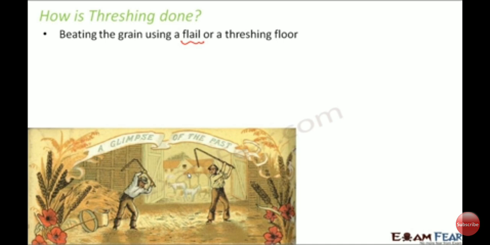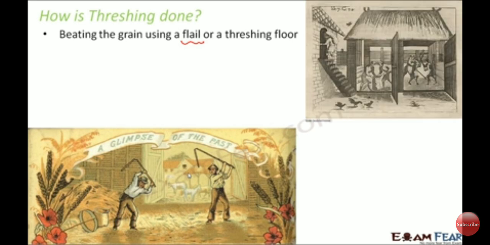Now, why do we want to separate the two? Because obviously we are interested in the grains and we do not need the stalks. So this is the first step of separation. Here also in this picture, you can see this is the threshing floor, where it is covered with the stalks and the grains, and so many of them are manually beating the grain. And because of that, the two get separated.